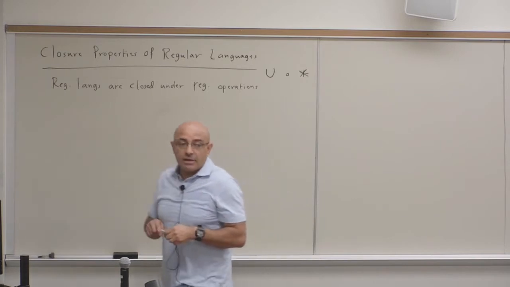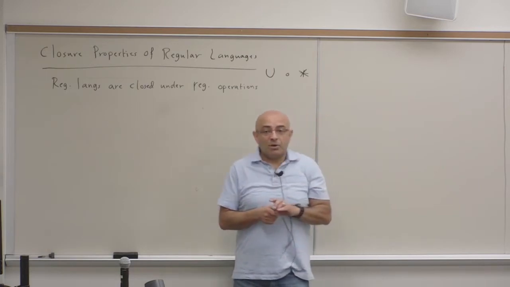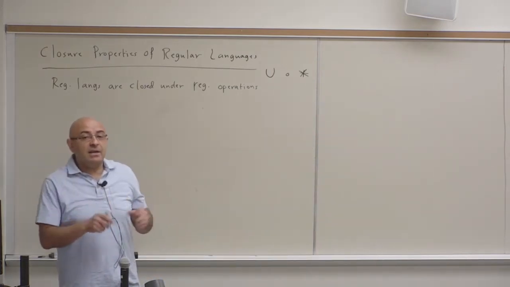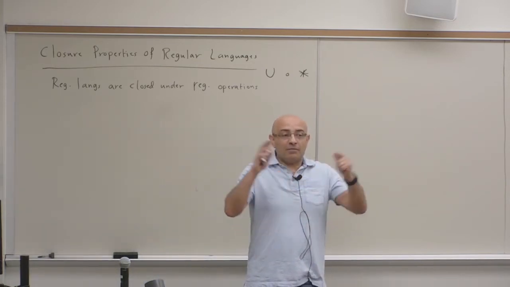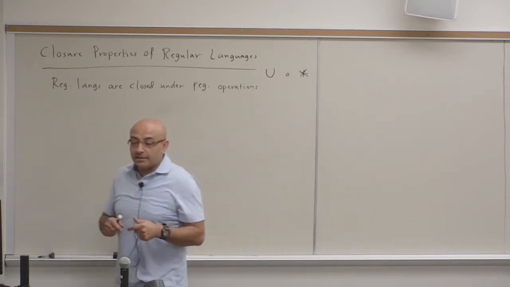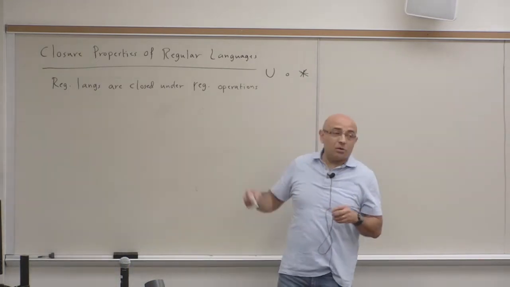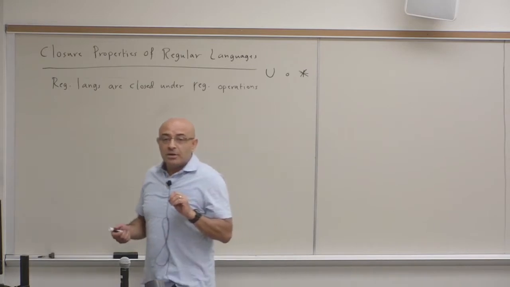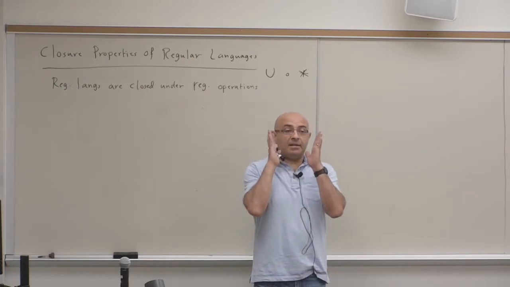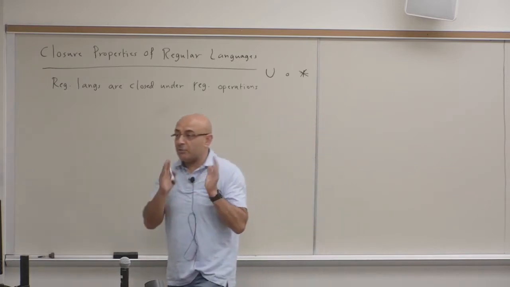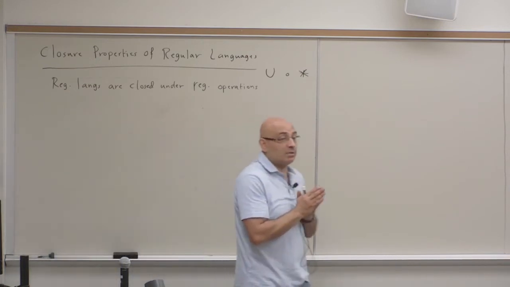In fact, regular expressions also generate the same set of languages, which is something that we will prove later. So we will see at the end that DFAs, NFAs, and regular expressions all recognize or generate the same set of languages, which is the set of regular languages. Now, in order to show that regular languages are closed under union, what we need to do is show that if you have an NFA or a DFA for language 1 and an NFA for language 2, you can always construct an NFA for the union of the two languages.